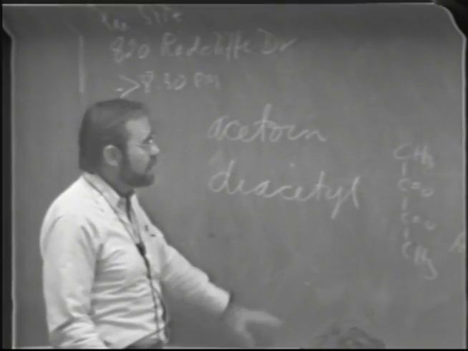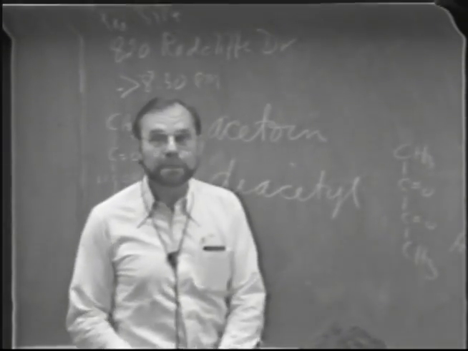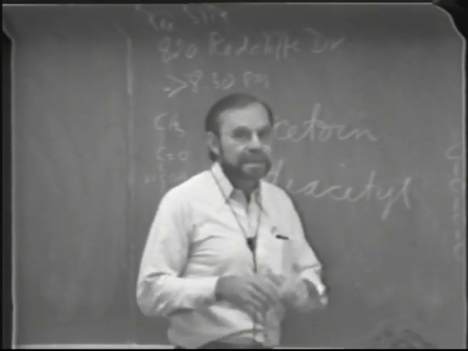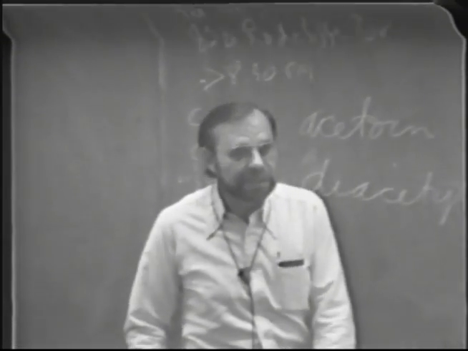Well, this can be formed, we'll talk about the pathway in a minute, especially by Leuconostoc from citric acid. It's a big problem in spoilage of orange juice. We have lots of citric acid, and you get a lot of diacetyl. Diacetyl you don't like, don't want very much of it.